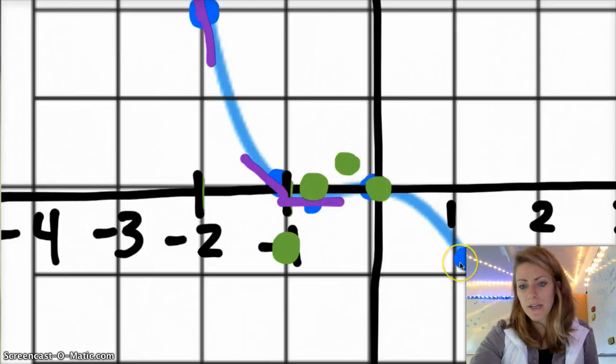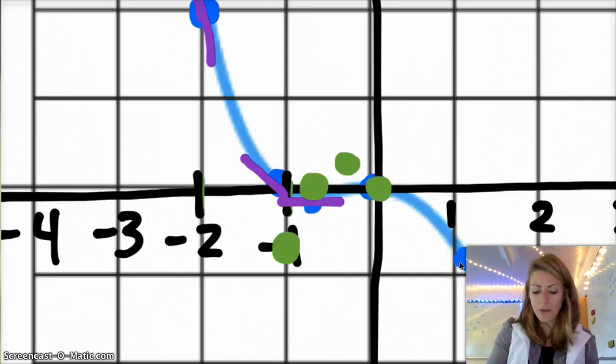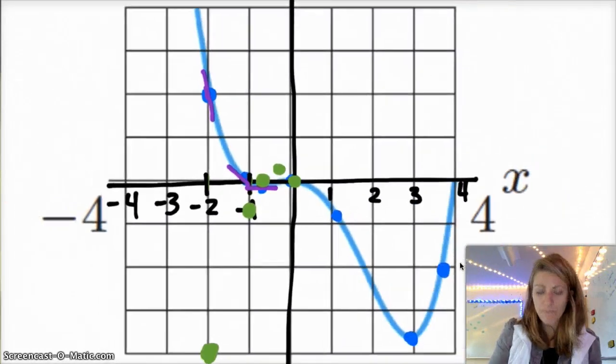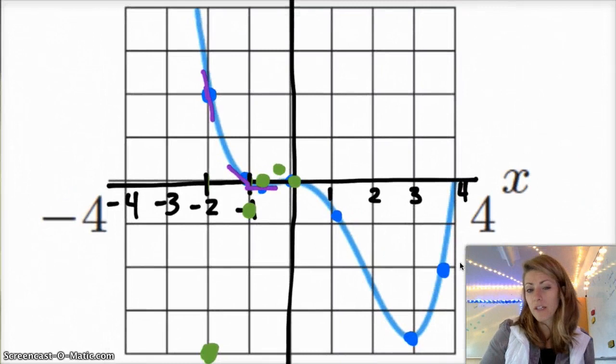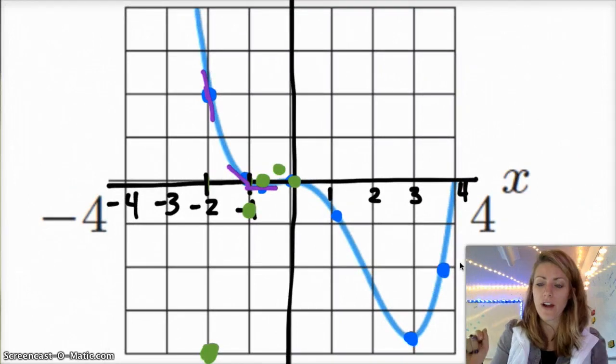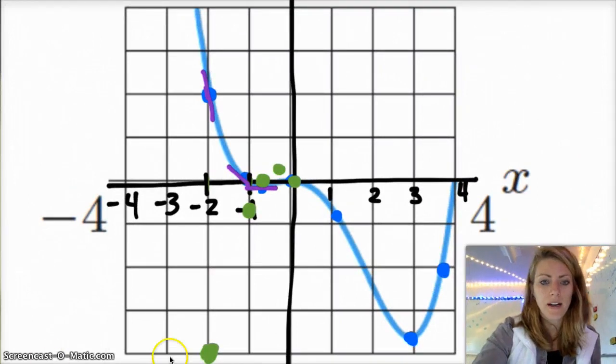Then I go on to my next point, and you keep going. I think at this point you have enough information to try the rest of it on your own. I'm going to go ahead and fill in the rest of the graph, and you see if you can do it as well.